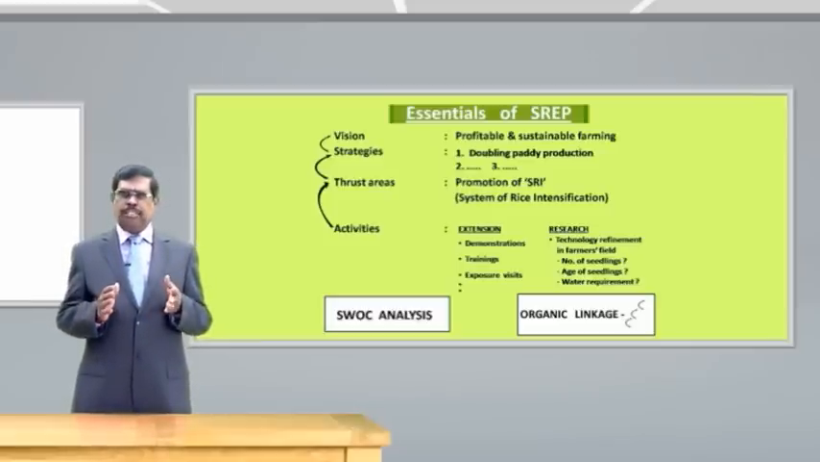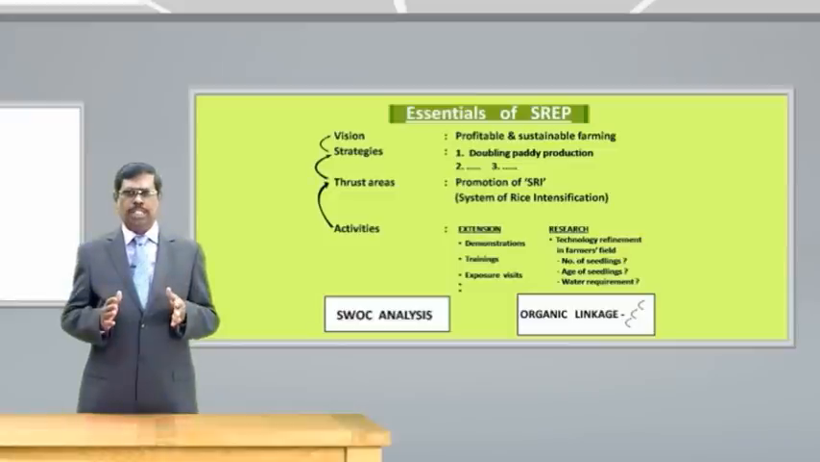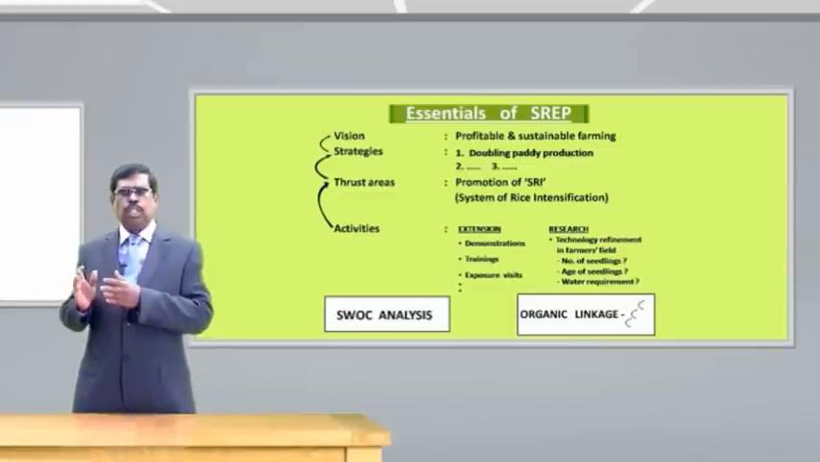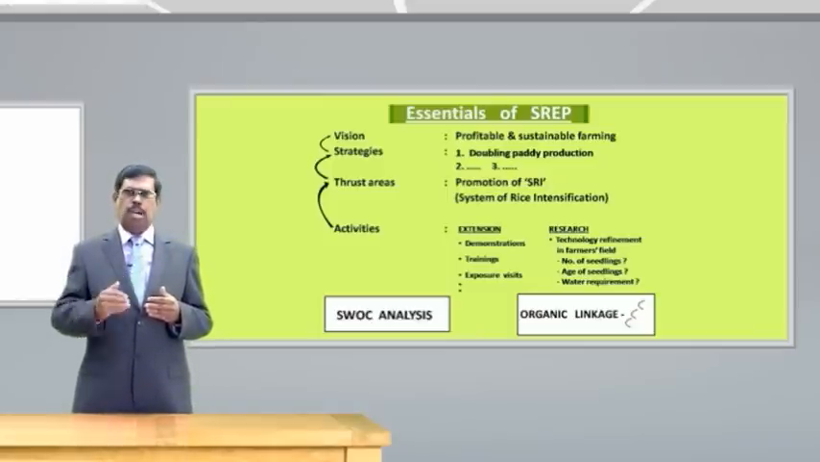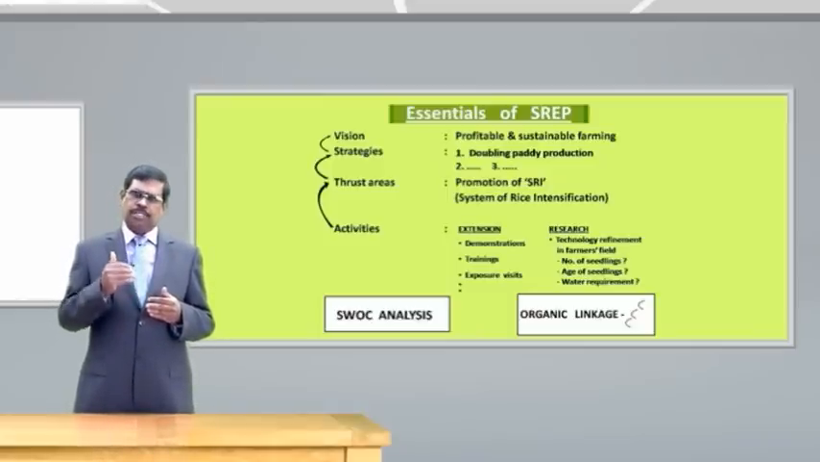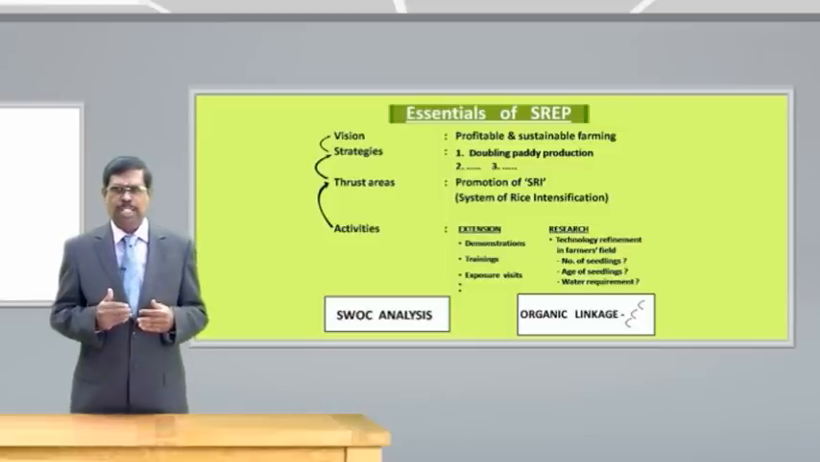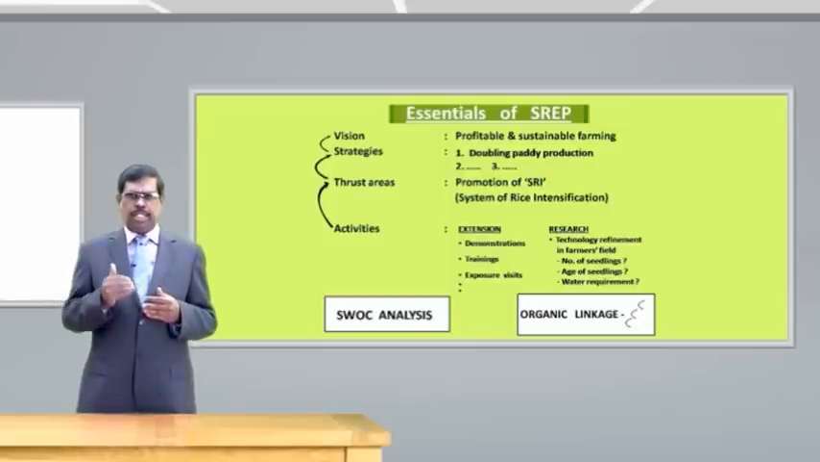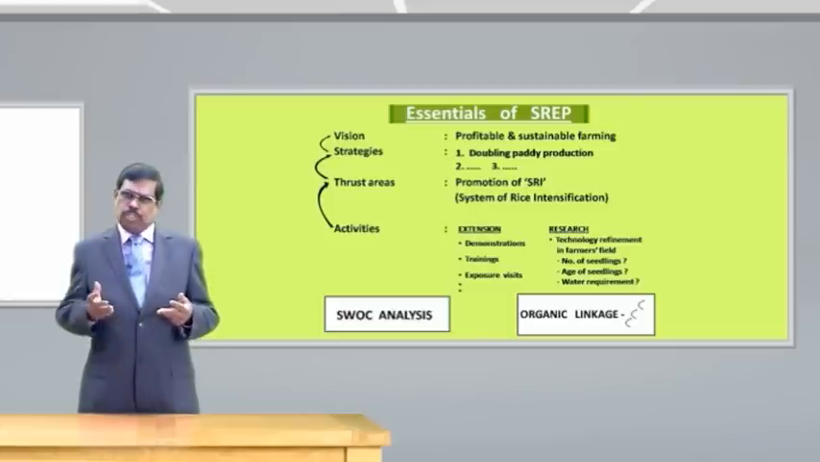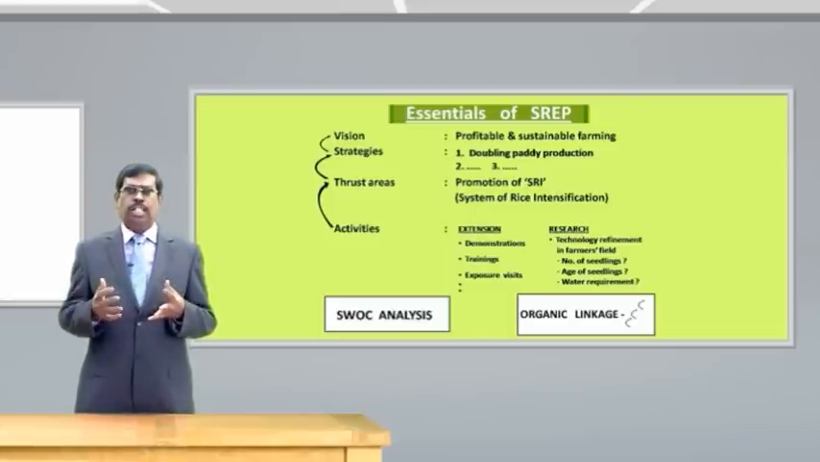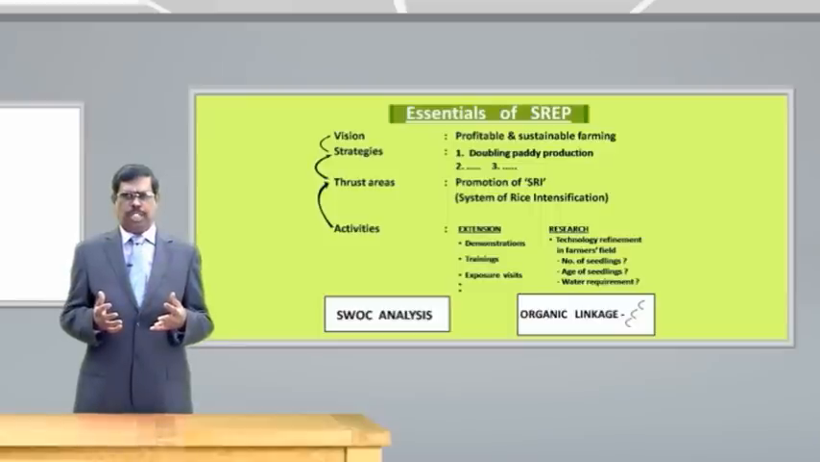These activities are not restricted only to extension; we have some activities related to research also. For example, this SRI is becoming popular these days, and still there are several researchable issues which need to be addressed. For example, technology refinement in farmers' fields we have to take up. How many seedlings we should go for, what should be the age of seedlings which will give more yield, and what should be the water requirement, how it should be applied, like that we need to decide.